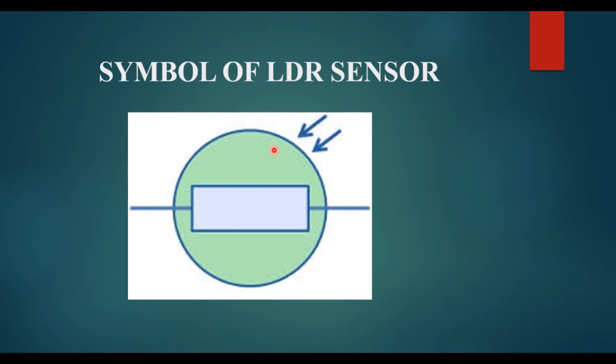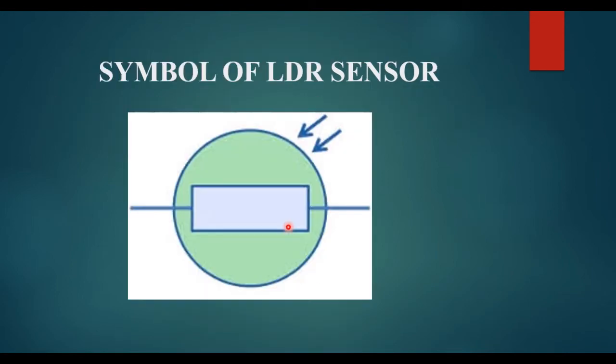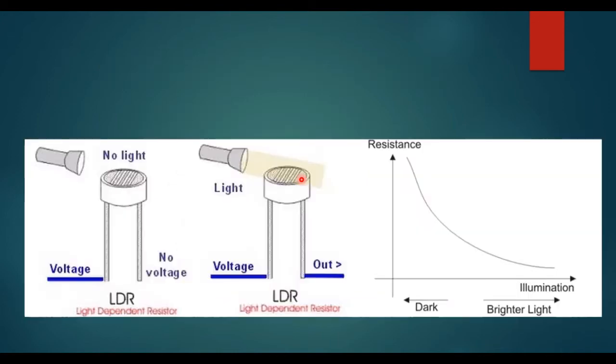So this is the circuit symbol of the LDR sensor. Okay, so when you want to represent an LDR sensor in any circuit, you need not draw this whole diagram, you only put this symbol, wherein we can know that there is an LDR sensor. Clear? So now here you can see the perfect working principle.